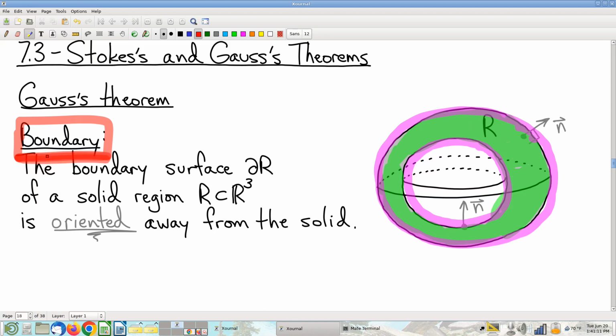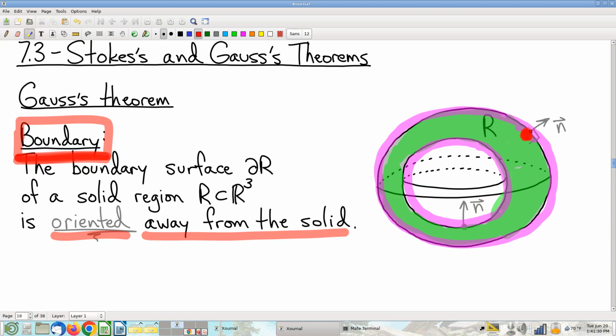It's another one of these conventions. It is an arbitrary convention, but again, arbitrary and standard and therefore not optional. And here is the rule. The orientation is always away from the solid. So let's see what that means in actuality.